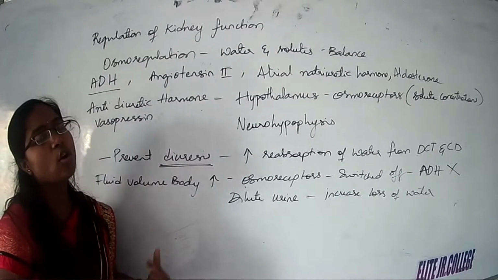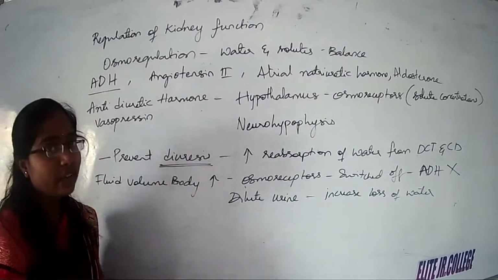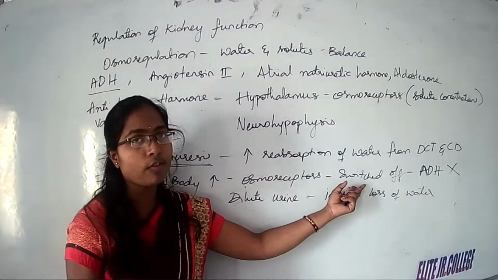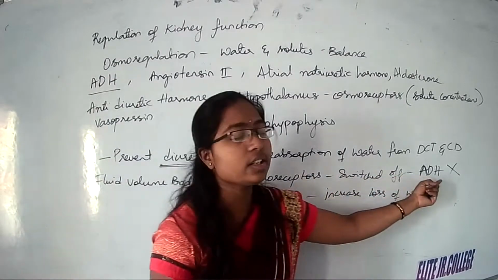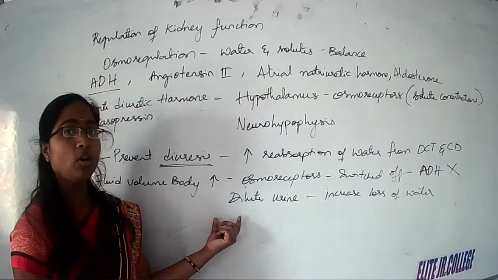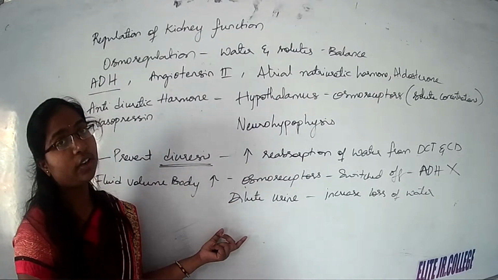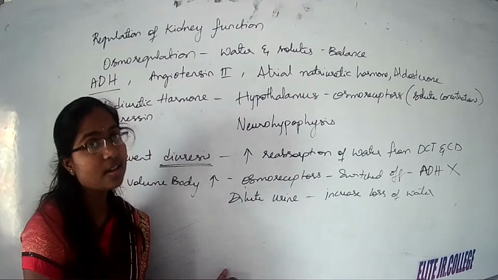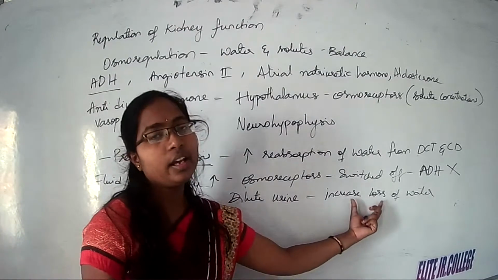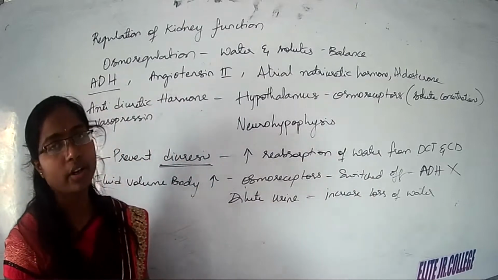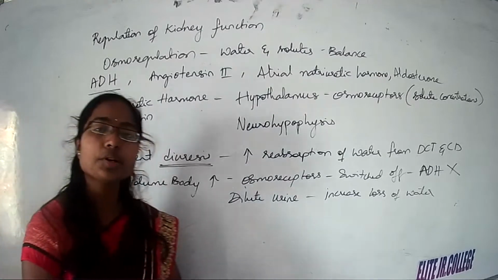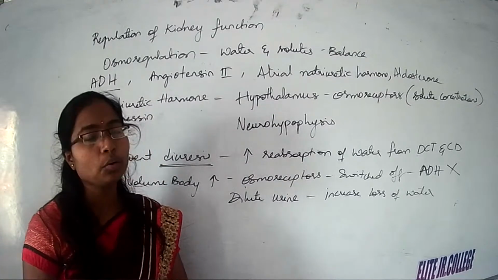And if the case is opposite, when the body fluid volume is increasing, then what is going to happen? The osmoreceptors are going to be switched off. When the osmoreceptors are switched off, there is no production of antidiuretic hormone. When there is no production of antidiuretic hormone, there is no reabsorption of water from the distal convoluted tubule and collecting ducts, as a result of which dilute urine is produced, resulting in the increased loss of water. In that way, again, the body fluid volume is maintained. This is how the antidiuretic hormone helps in maintenance of the body fluid volume.